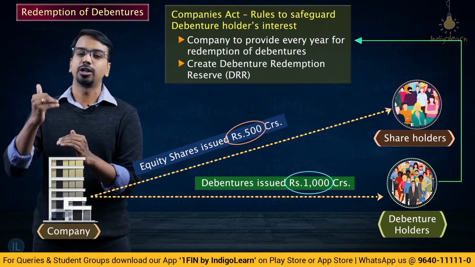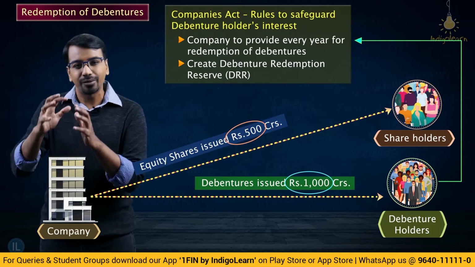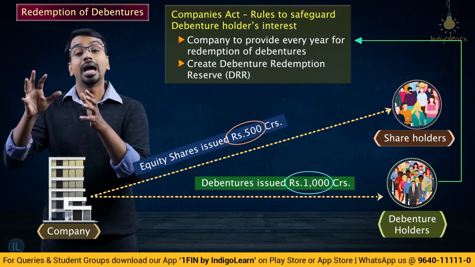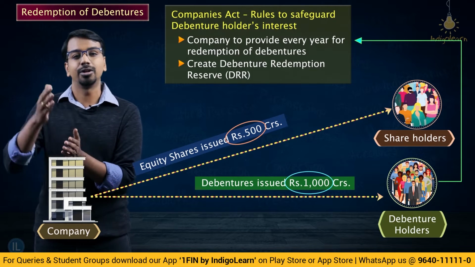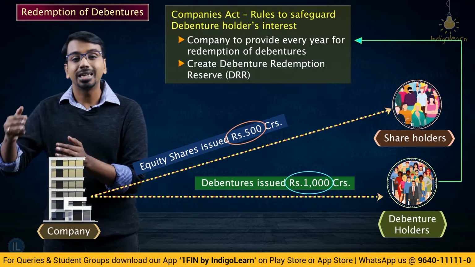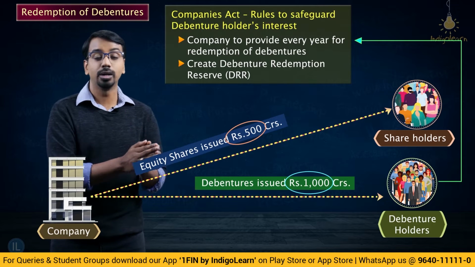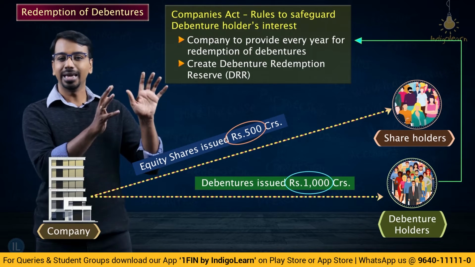So generally what happens, once the company earns profit, you show it as a balance in your profit and loss account, or you transfer it to general reserve. Both these are available for payment of dividend. The company may transfer it to general reserve, and from that general reserve the company may pay dividend to the shareholders. If the company keeps on paying such dividend without taking care of the redemption of these debenture holders, the debenture holders may be at risk.